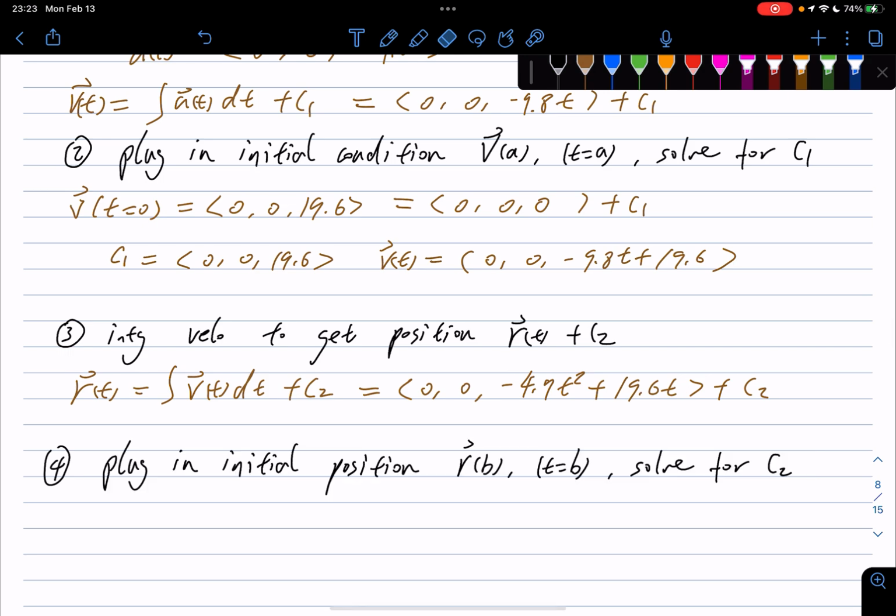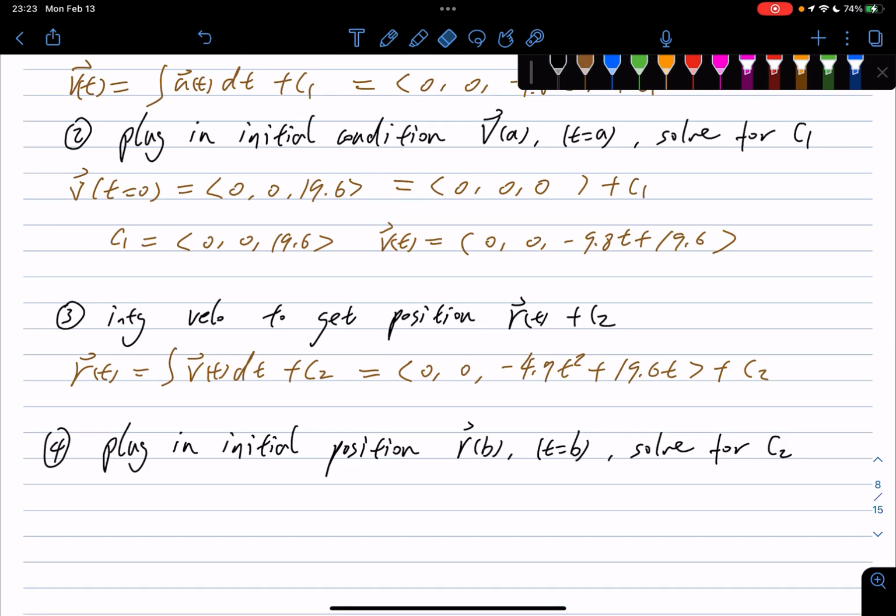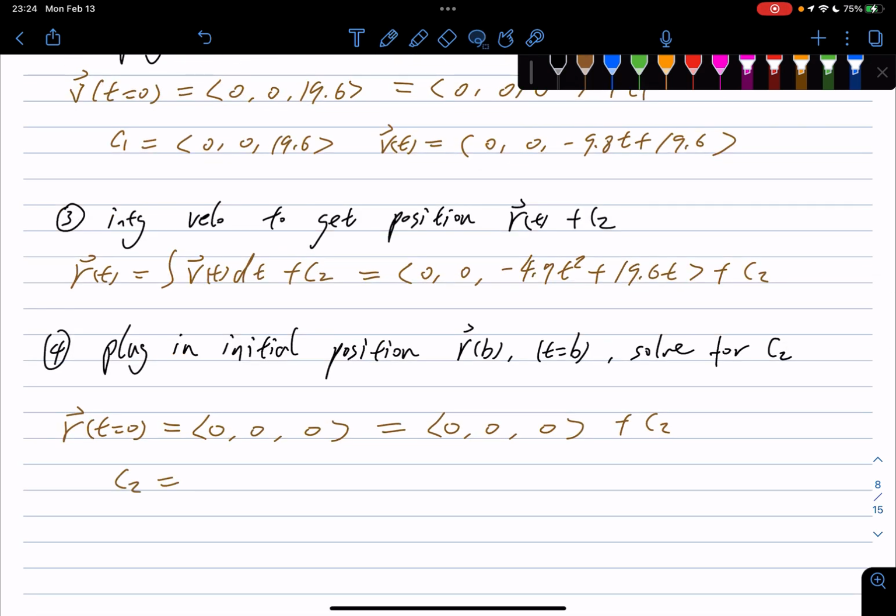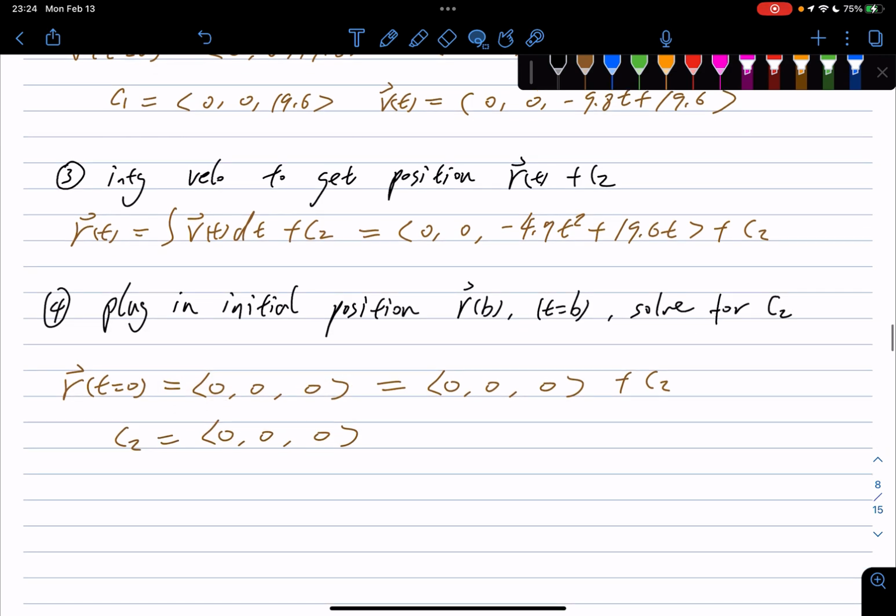So I'm going to plug in the second initial condition, or in this case, the initial position. Notice that the times of the initial conditions for the velocity and the position can be different. In this case, they just happen to be the same: r at t equals 0 equals 0, 0, 0. We're assuming it's thrown from the ground, so that's reasonable. Plugging in t equals 0, we get 0, 0, 0 plus c2. So therefore, c2 equals 0, 0, 0. So the full expression of the position vector equals 0, 0, this expression.